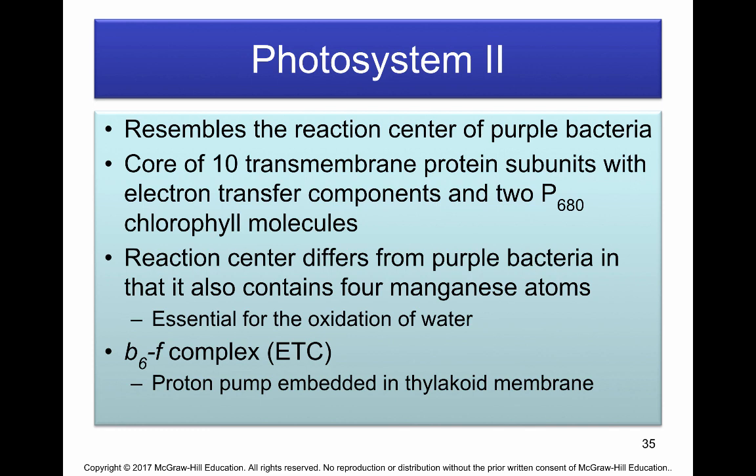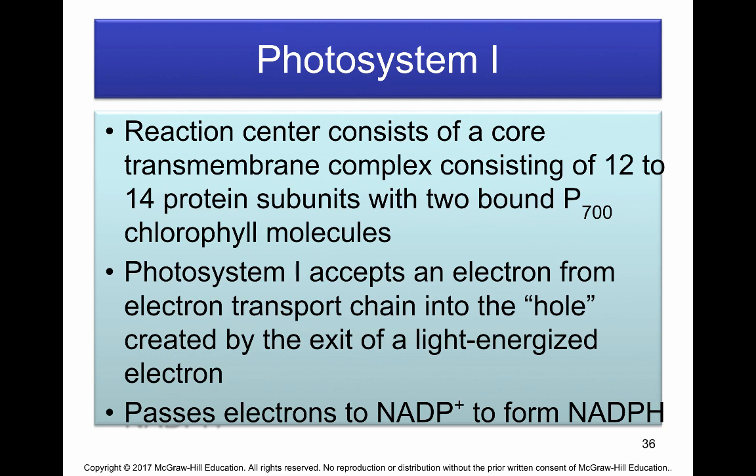And of course, your electron transport chain is directly associated with it, because that is the pump that moves the hydrogen into the thylakoid space. Photosystem 1 is very similar to photosystem 2, but it has P700 chlorophyll molecules instead of P680. Photosystem 1 gets its replacement electrons from the electron transport chain, because it loses its electrons. Once photosystem 1's electrons get re-energized and passed off to NADP, the replacement electron comes from the electron transport chain.